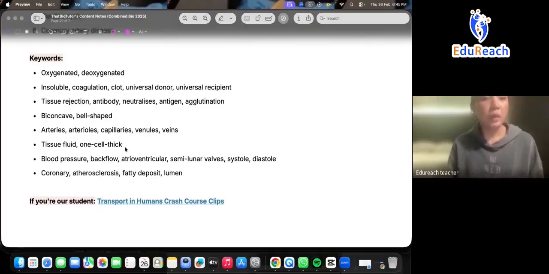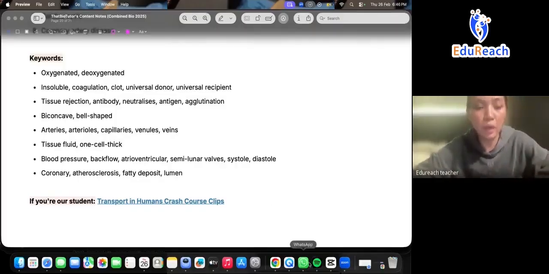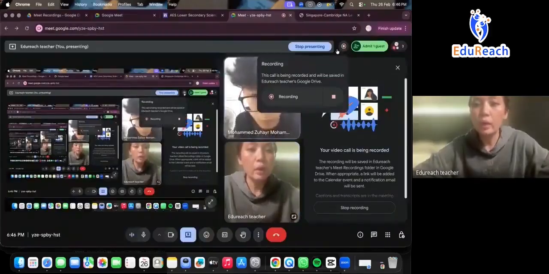Next, arteries, arterioles, capillaries, venules, and veins. So arteries will branch into smaller arterioles and then eventually branch into capillaries. Capillaries will eventually bunch up into slightly larger venules, and then venules will bunch up into veins. Next is tissue fluid, one cell thick, and then we have blood pressure, blood flow, atrioventricular, systole, and diastole. And then you have coronary arteriosclerosis, fatty deposit, and lumen. So these are your different keywords relevant for your topic.